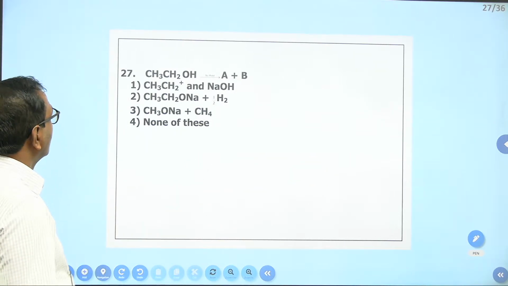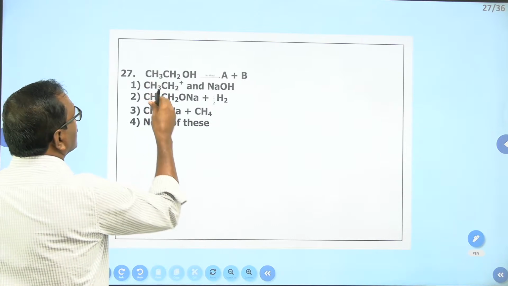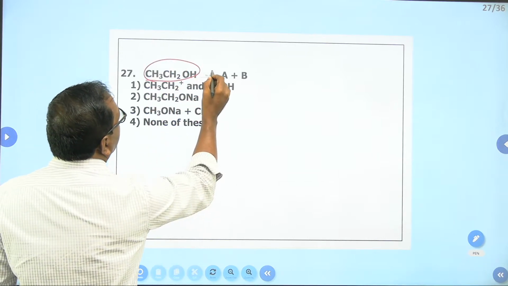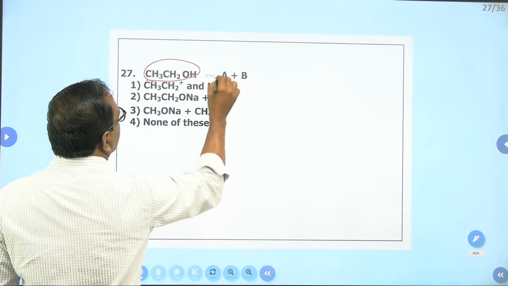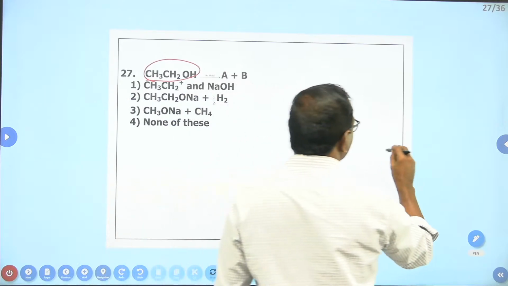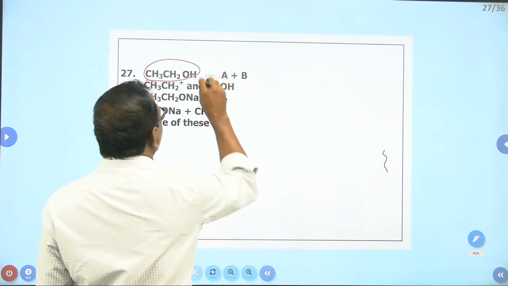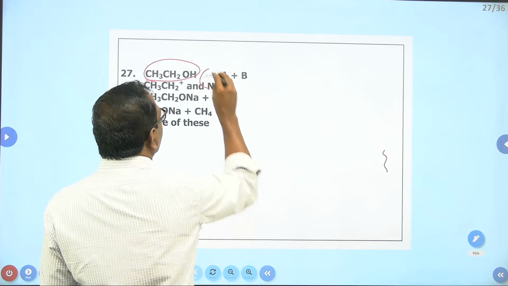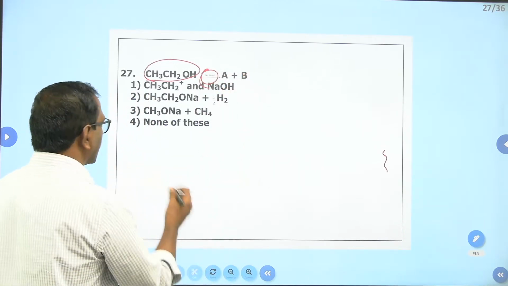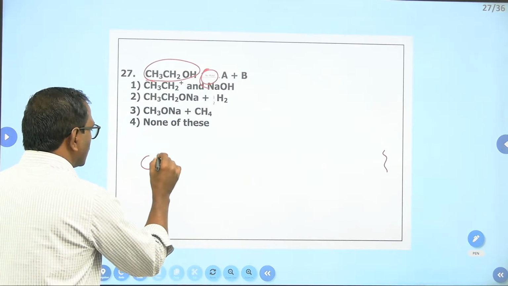Question number 27. This is ethyl alcohol. When it reacts with sodium metal, what is this? This is sodium metal. So it reacts with the sodium metal here. Then what are A and what is B here? Check it now.